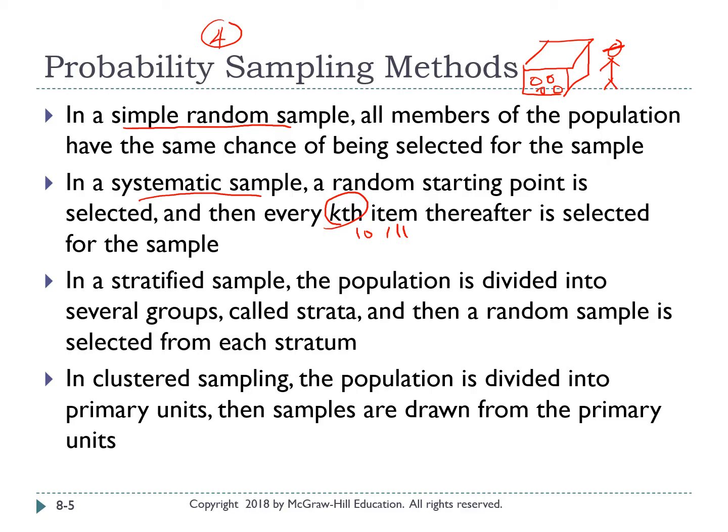And the third one, we call it stratified sampling. It means that the population will be divided into several groups because these groups have different characteristics. That's why you will divide them into a few groups, and these groups are called strata. Then a random sample will be selected from each group, or from each stratum. The last one, we call it cluster sampling. It means that the population is divided into primary units, or we can say that we will divide the population into small groups, and then samples are drawn from these small groups or primary units.